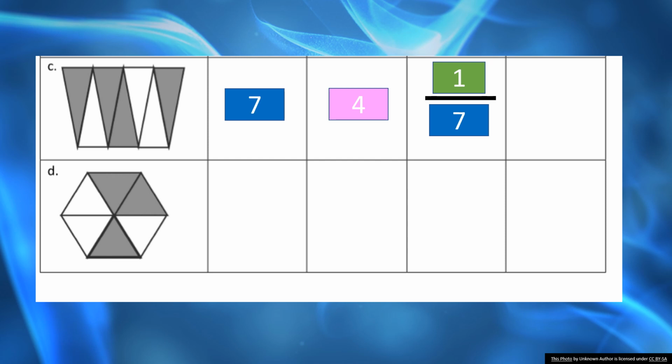Now, what's the fraction that shows us how much is shaded? Well, again, how many pieces are shaded? 4. 4 pieces are shaded. 4 pieces out of how many total? 7. So 4 out of the 7 total pieces are shaded. Or you read that as 4/7. Now, you may need to pause the video so that you can check your work against mine.